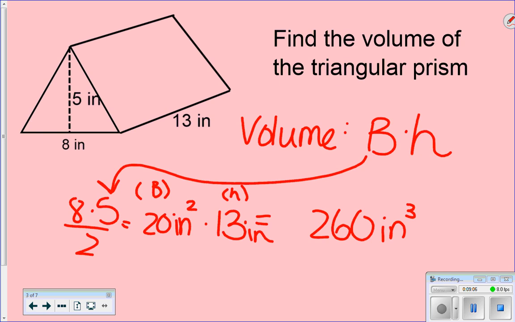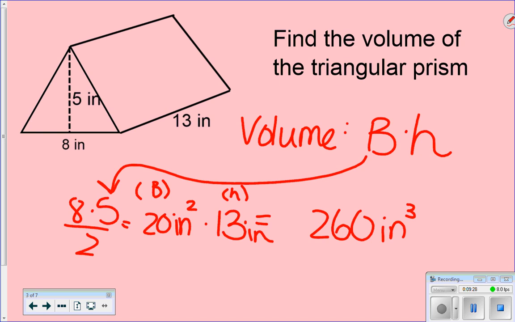Very good. And you know why it's cubed? Because how many numbers did you technically multiply together? 3. You had to work with this one, and this one. Very good. Now, do you guys understand why we use this formula? Do you get why?